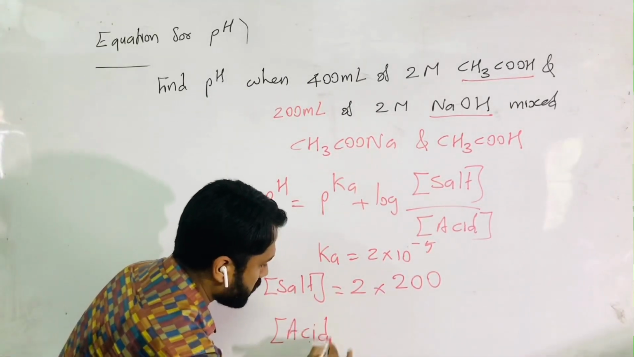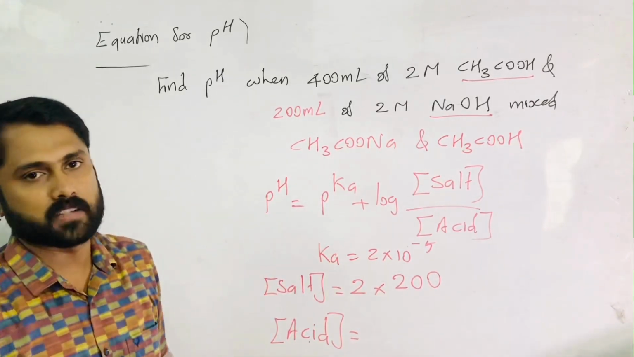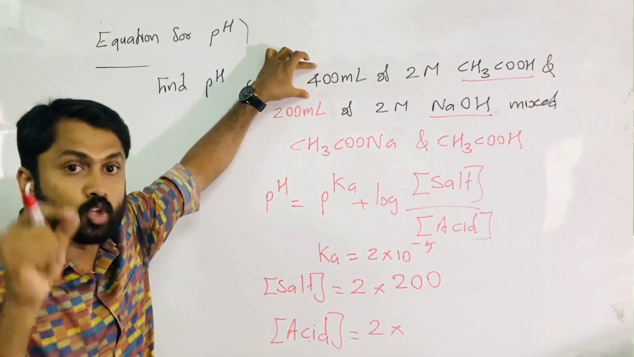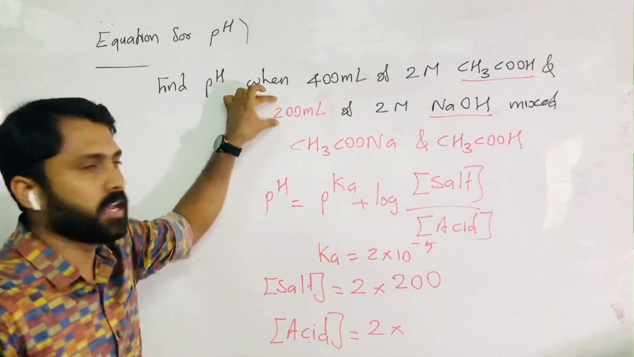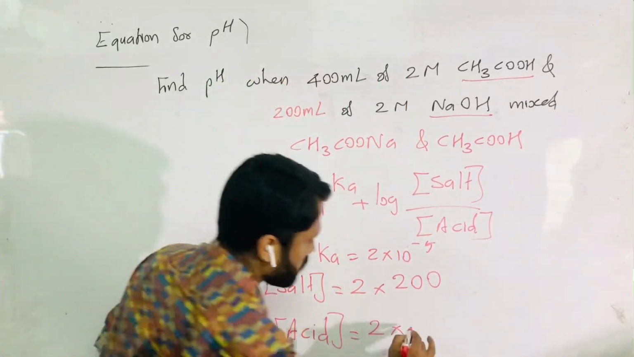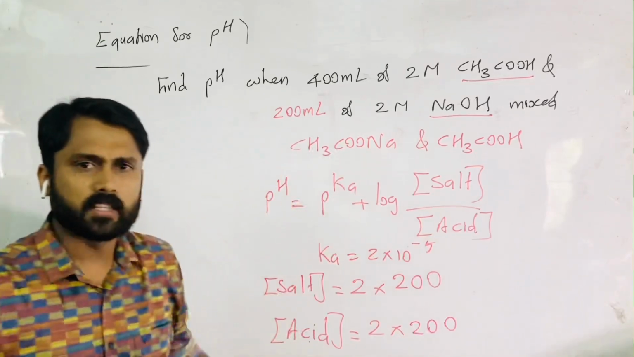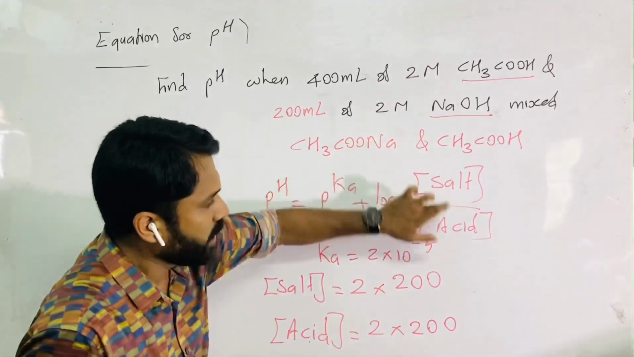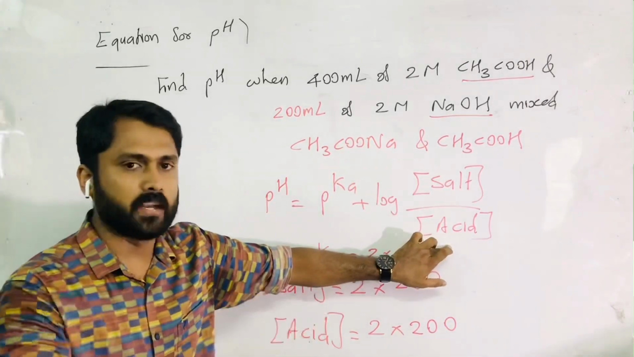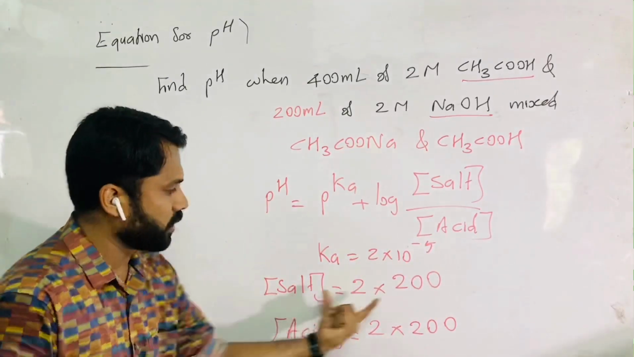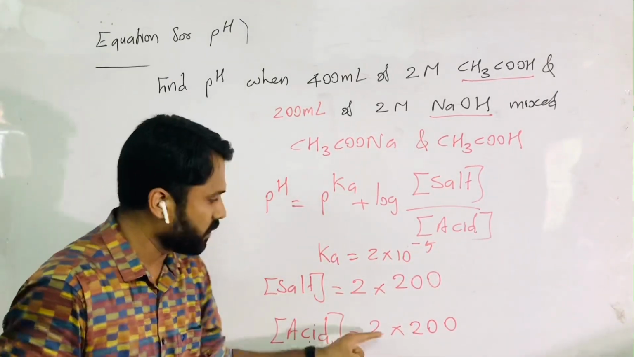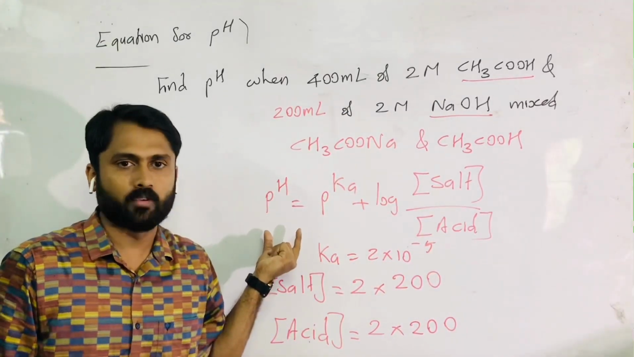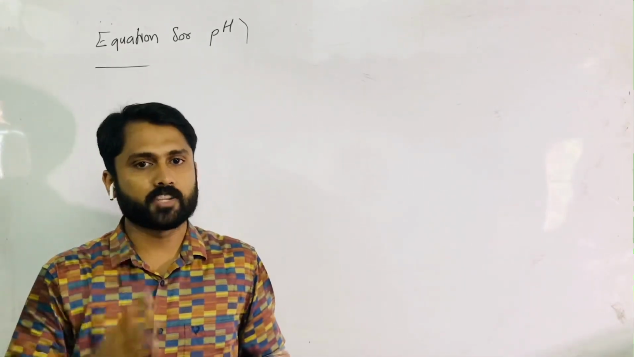Concentration of acid remaining. What is the concentration of acid remaining? It is 2 molar. From this 400, 200 reacts with the NaOH because NaOH is 200. What is remaining? That is 200. In this calculation, we don't need to divide by the total volume because the numerator and denominator both have a concentration, so that division will be cancelled. Very simple. Concentration of salt is given, concentration of acid is given. We can substitute here, and by calculating pKa, the pH will be calculated. These are the important questions in pH calculation. Thank you.